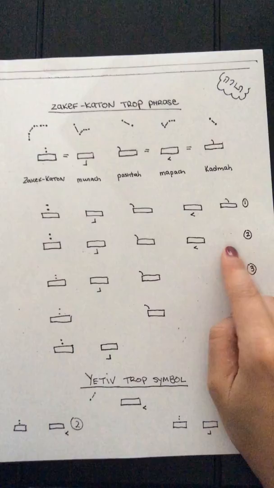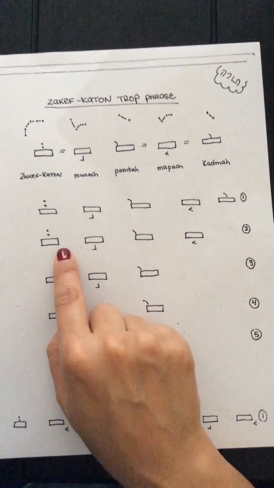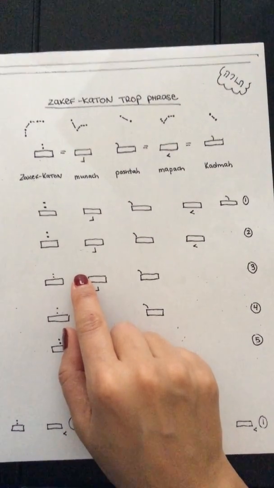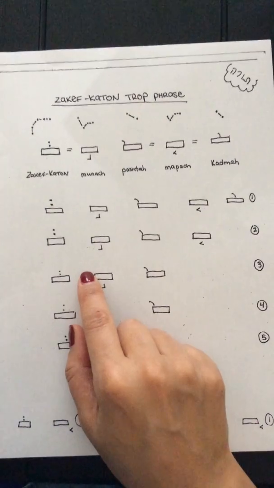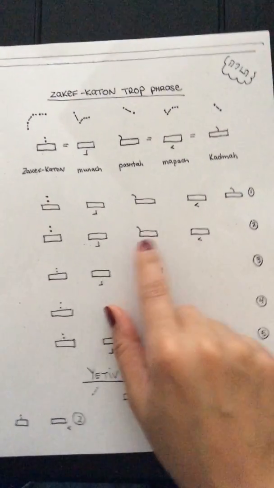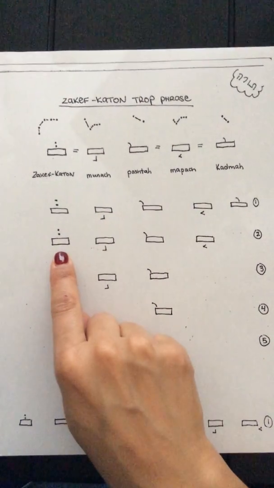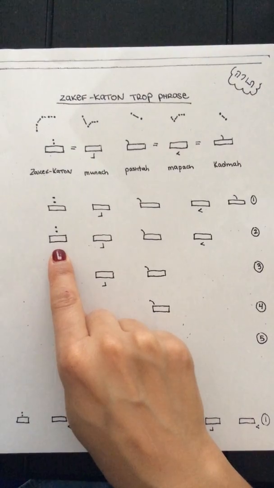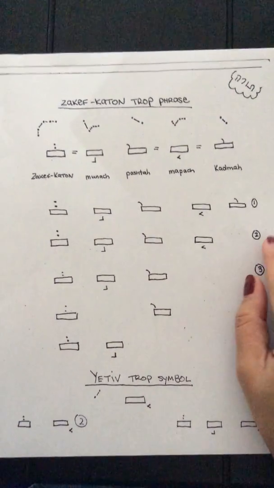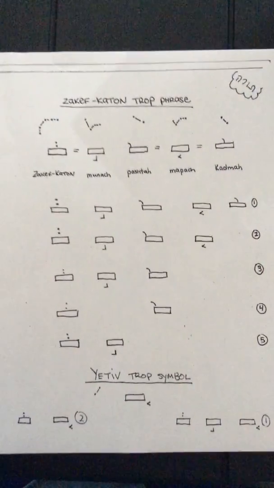Okay. Number 2, we have 4 out of the 5 families represented here. And the one we're missing is kadma. So we start with mapach, and everything else follows. Remember, the order of the families does not change. The variation in which they show up will change. Okay, here we go. Mapach, pashta, munach, zakef katon.